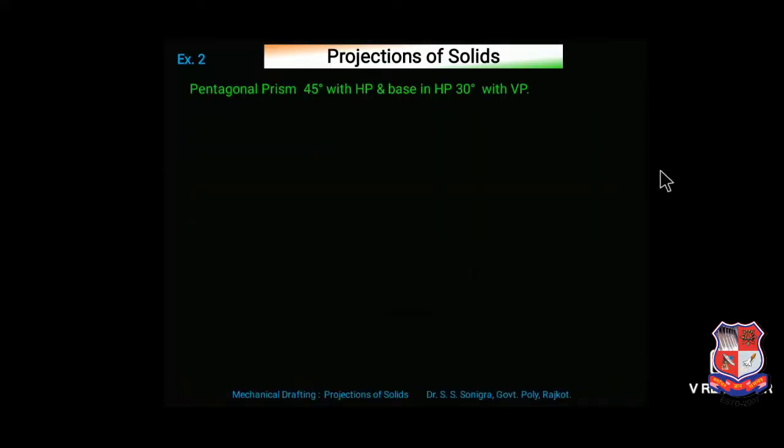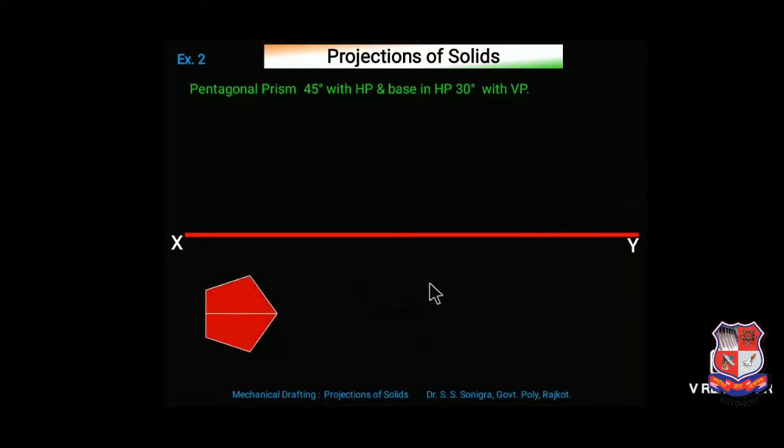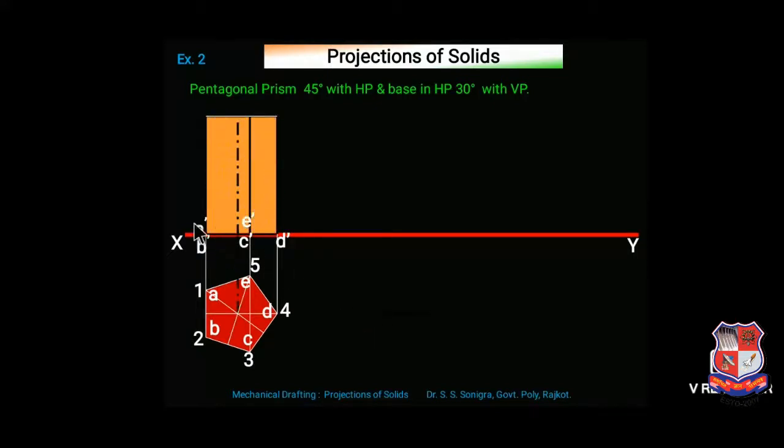Draw the projections. For that, first of all, draw the XY line that represents the intersection of HP and VP, and below the XY line draw a pentagon in such a way that this line makes an angle of 90 degrees with the XY line, that is, perpendicular to the XY line. Name the end points A, B, C, D, E and 1, 2, 3, 4, 5. Take projections on the XY line A dash, B dash, C dash, D dash, E dash, and draw a rectangle of given height, right? Name the end points 1 dash, 2 dash, 3 dash, 4 dash and 5 dash.